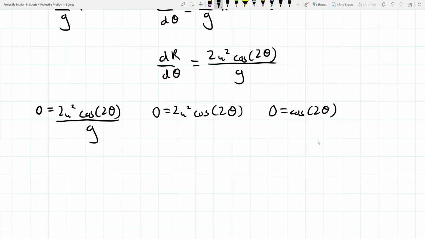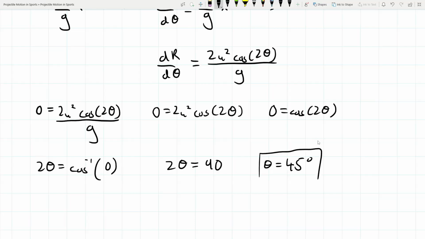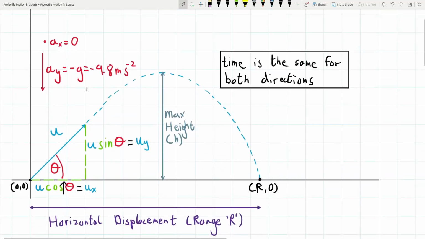So now we can take the cos inverse on both sides. So we get that 2 theta equals the cos inverse of 0, which is just 90 degrees. Which means that theta equals 45 degrees. So the best angle to launch it at is 45 degrees, and you want to have the initial velocity as high as possible, and that will give you the maximum range.